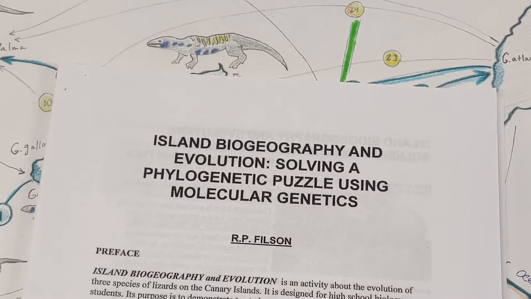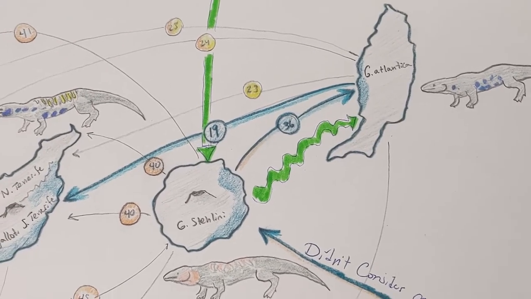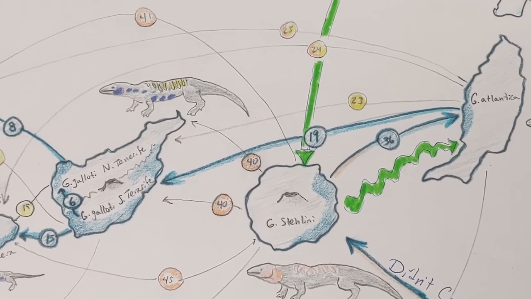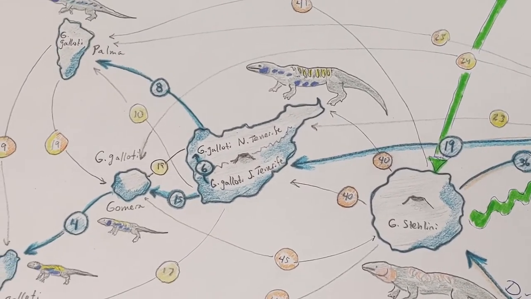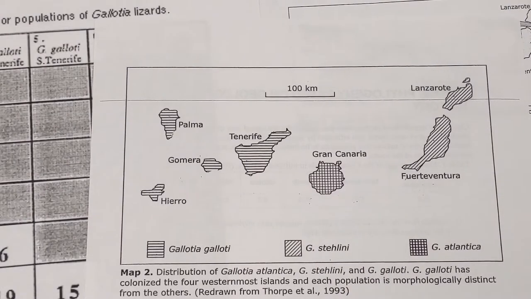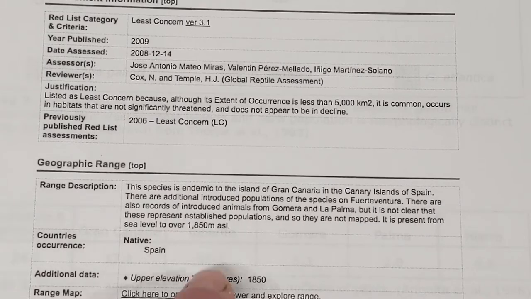This is the Island Biogeography and Evolution Lab, solving phylogenetic puzzles using molecular genetics by R.P. Filson. And this lab is great for advanced high school biology. It's a good how-to-do AP biology introductory lab for a class, and I use it to sort of teach the AP way. We think we found a mistake that R.P. Filson made, which makes a part five to this lab even more interesting.